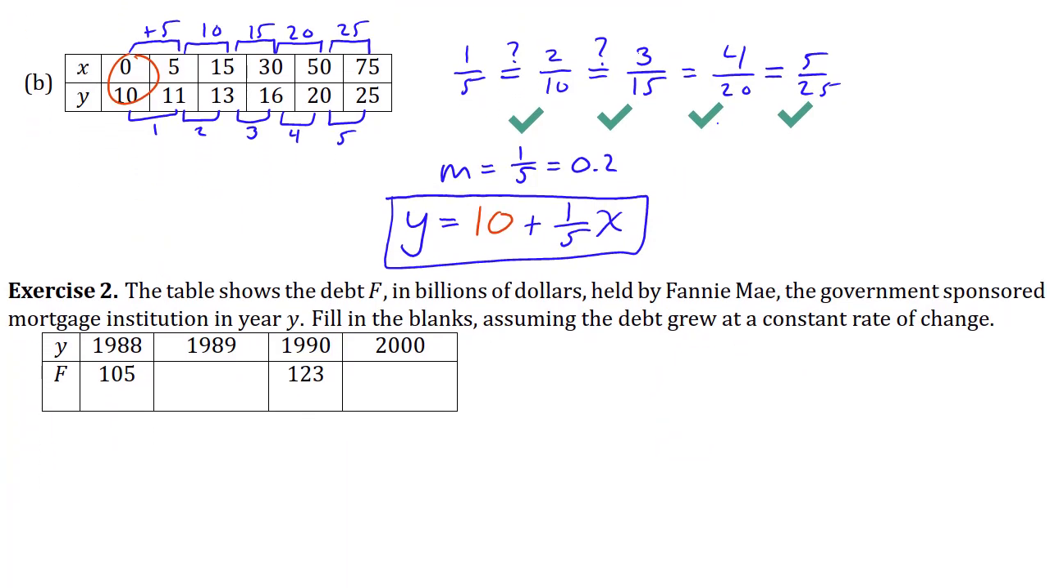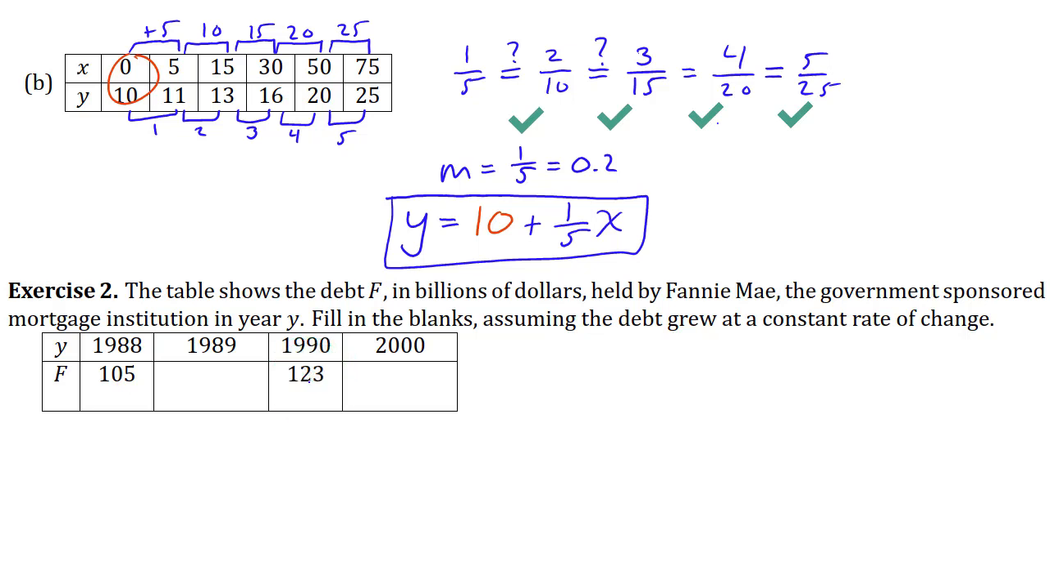Here's exercise 2. The table shows the debt, F, in billions of dollars, held by Fannie Mae, the government-sponsored mortgage institution, in year Y. So in 1988, the debt that they owned was $105 billion worth of debt, meaning that people who have mortgages owe Fannie Mae $105 billion altogether. In 1990, it went up to $123 billion.